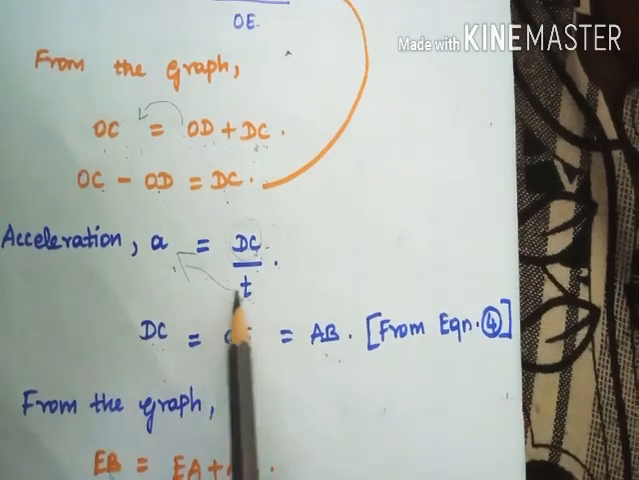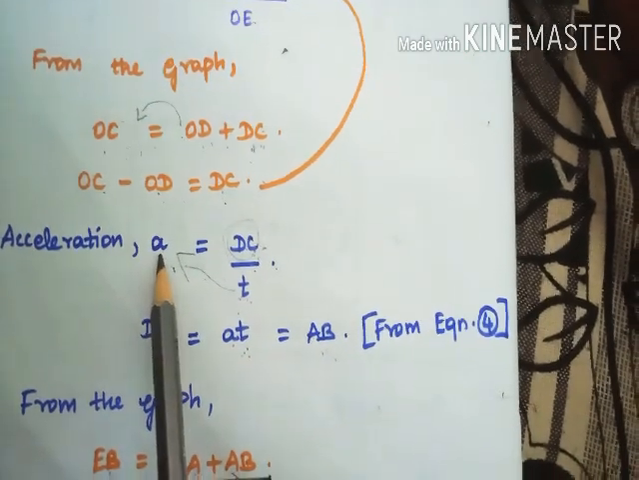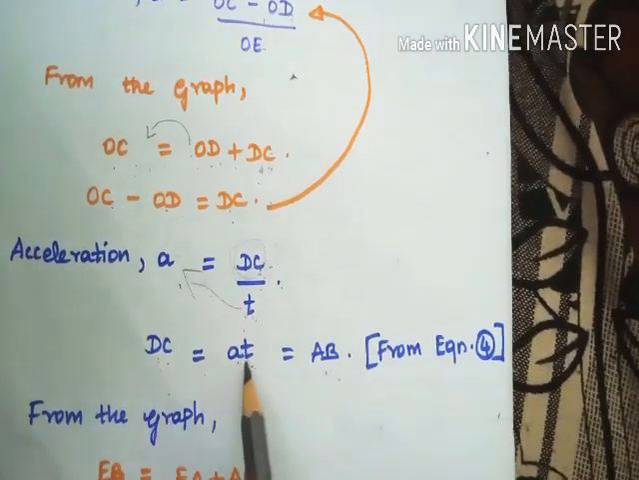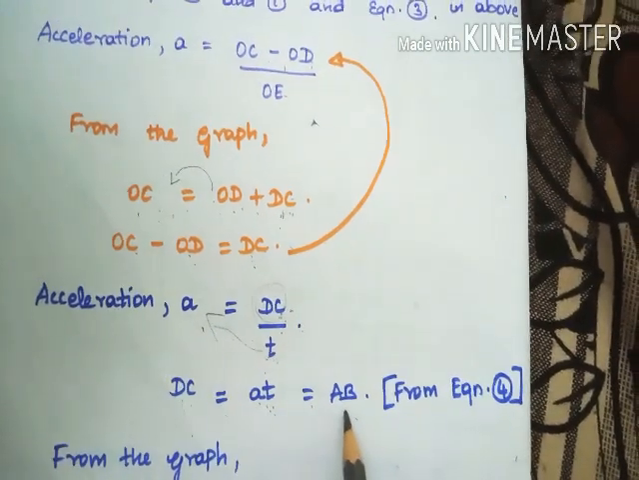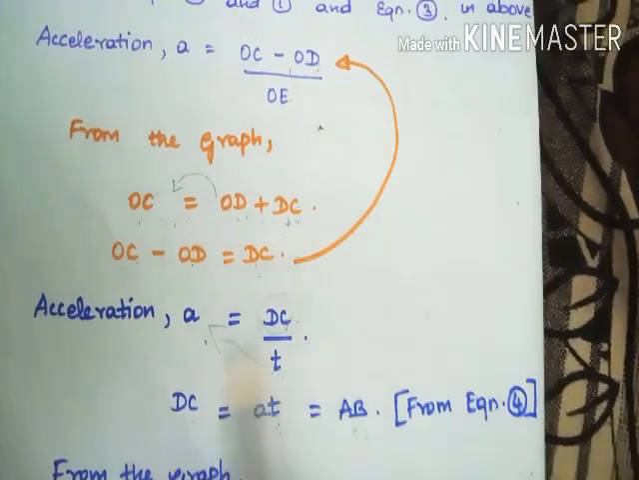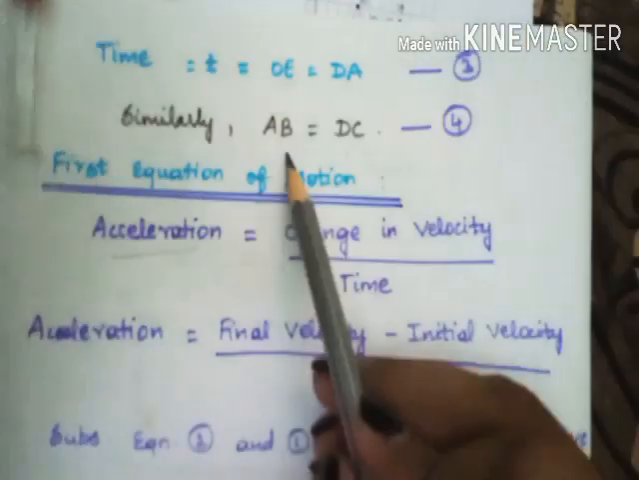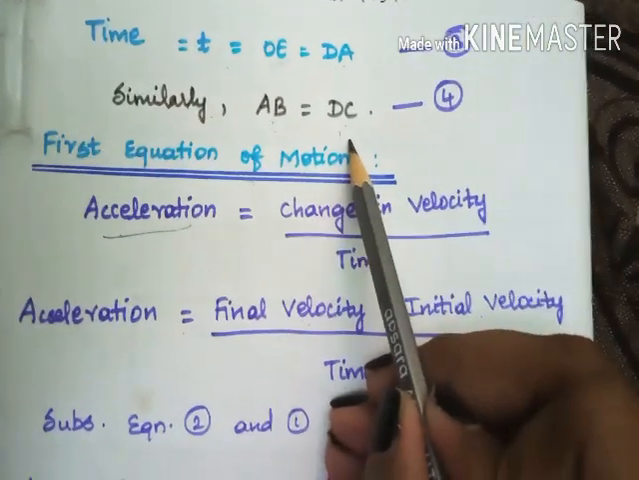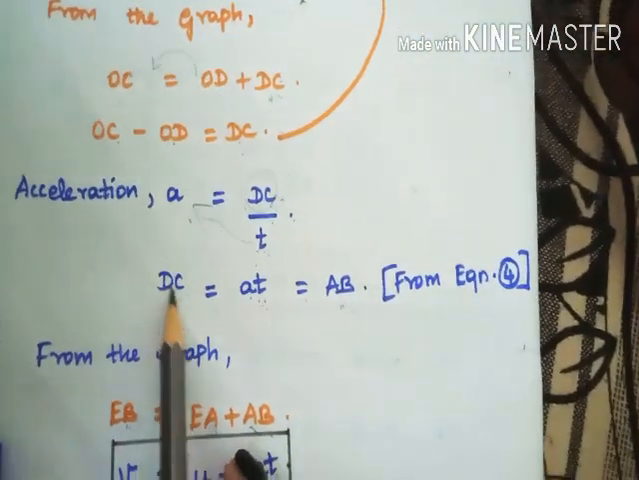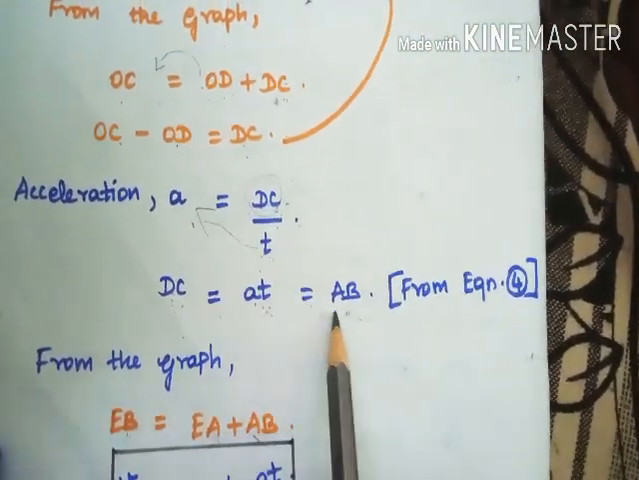DC is equal to, now we cross multiply, AT. So DC is equal to AT, and that is equal to AB. Why are we writing this is equal to AB? Already we considered AB is equal to DC, from the graph. So we can substitute DC is equal to AT, and that is equal to AB.